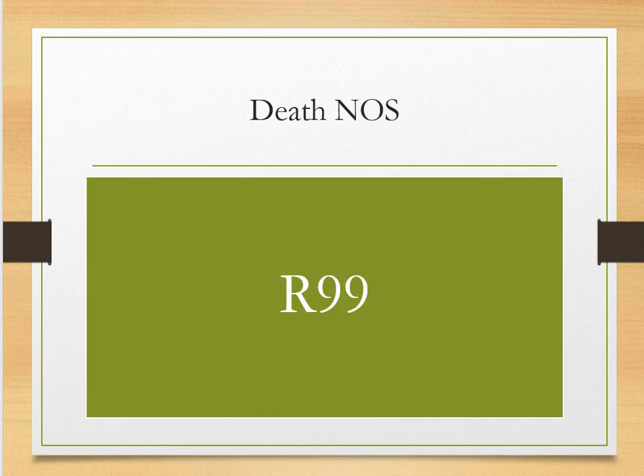Next up, we're going to look at death not otherwise specified, which is code R99. This is only for use in very limited circumstances when the patient who has already died is brought into our emergency room or other healthcare facility and they're pronounced dead upon arrival. It does not represent the discharge disposition of death, however.